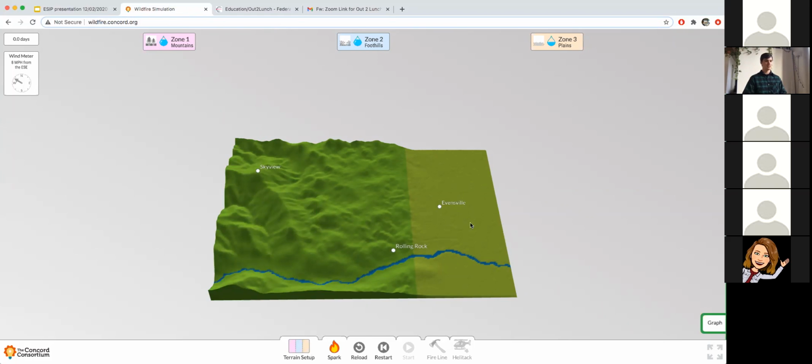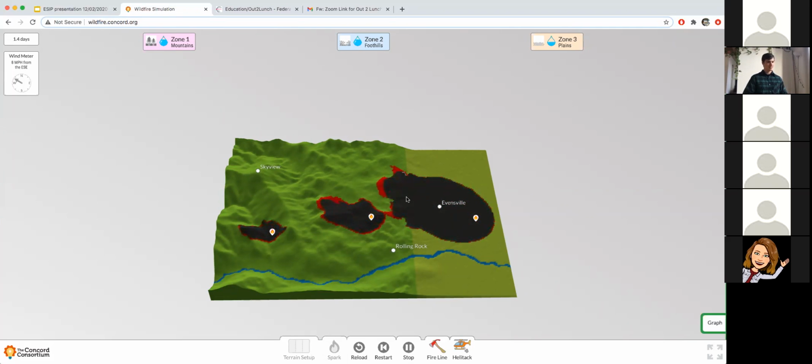This one is at drought level, so it's a little yellower than these 2. I'm going to place a spark. I can place 3 sparks because it's a 3-zone model, and I could place them anywhere, but I'm going to start in each zone. And then we can click run. So what we see here is the red fire front burning the vegetation in its path and leaving behind a blackened area that has burned.